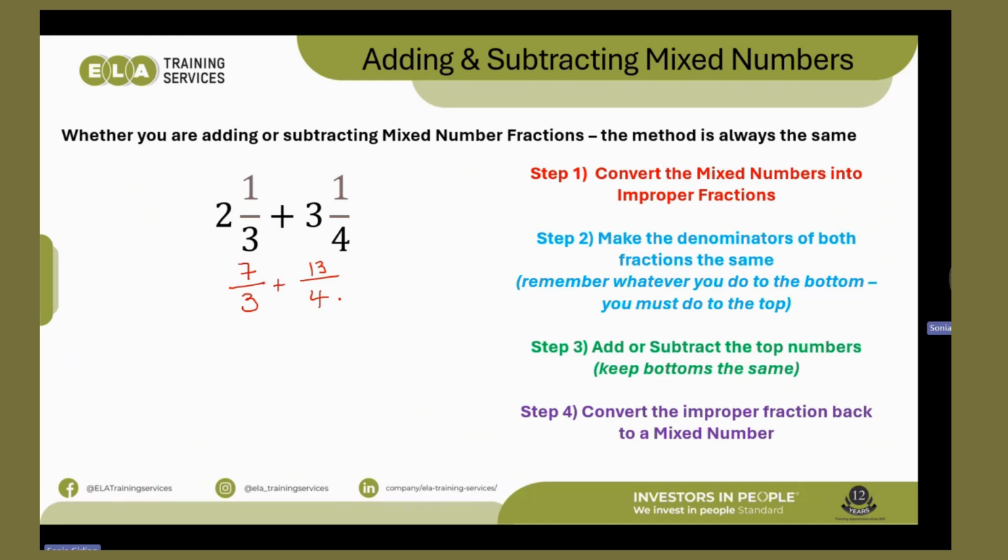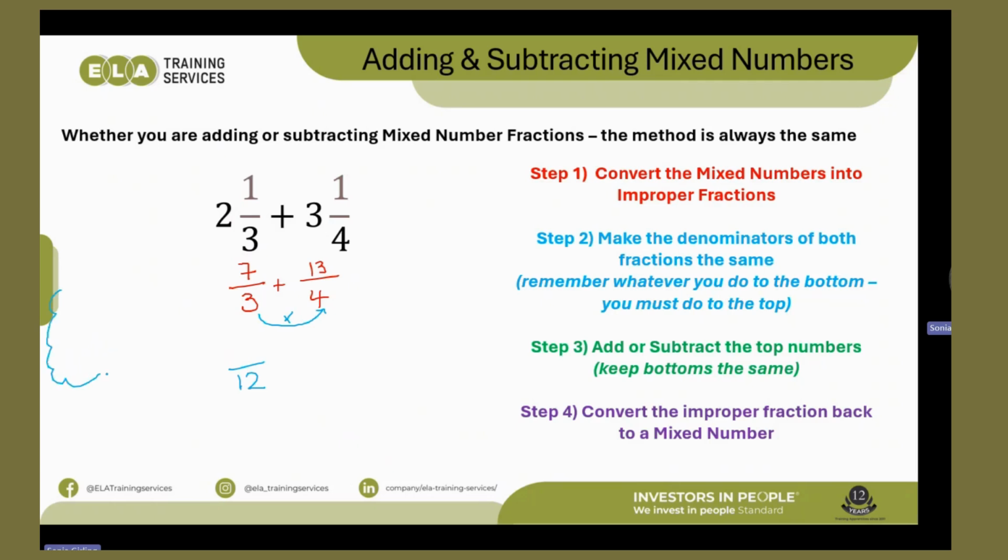Our next step, as we know, is to make the denominators the same. But as before, how we could turn 5 into 10, we now need to find what's called a common denominator. What number is in both the 3 and the 4 times table? Or another cheeky way of doing it to find your common denominator is to multiply your bottom numbers together. So if we times 3 by 4, we would then get 12 as our common denominator.